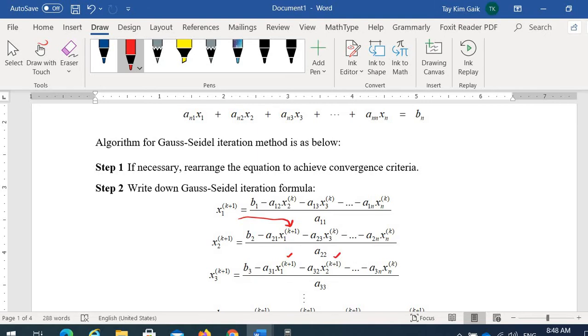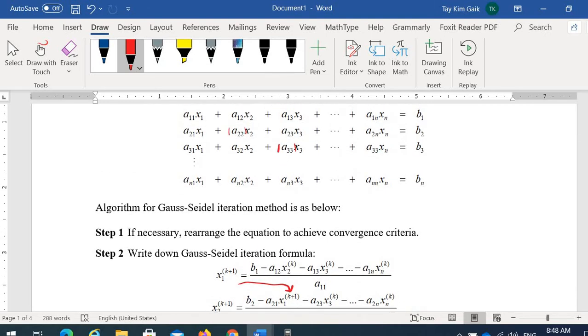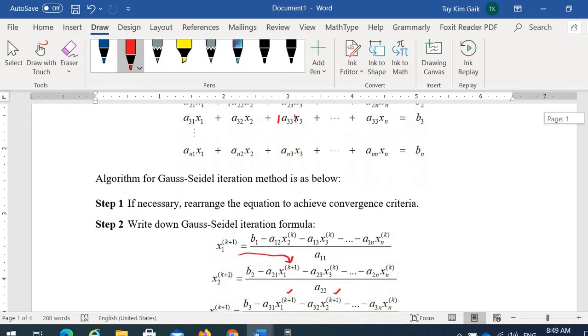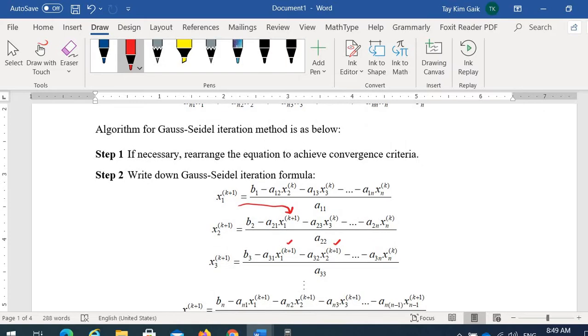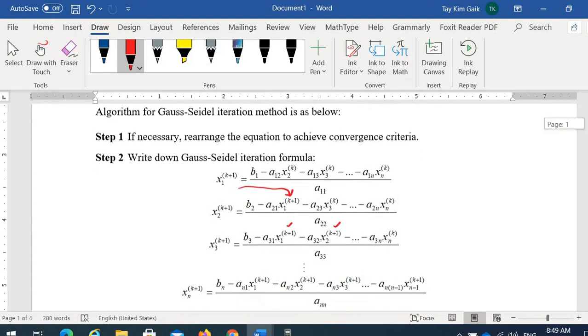So for x3, similarly, x3 will be equal to b3, and a31 x1 brought to the left side becomes minus, this becomes minus, and then divided by the coefficient a33. And x1 you have here already. This was found in step 1, this was found in step 2. So that's why for x1 and x2 we take the new solutions. So this is the so-called Gauss-Seidel.